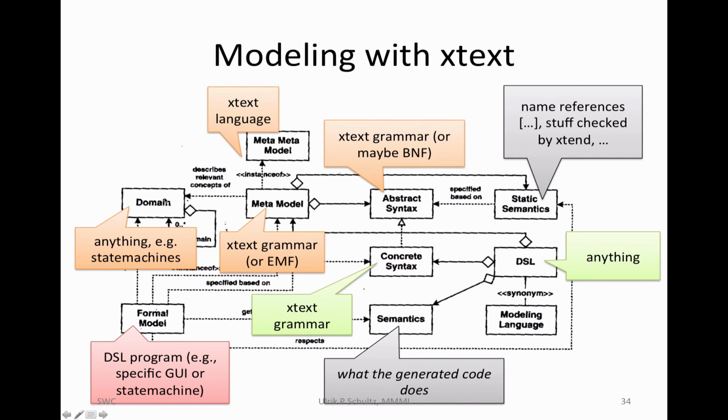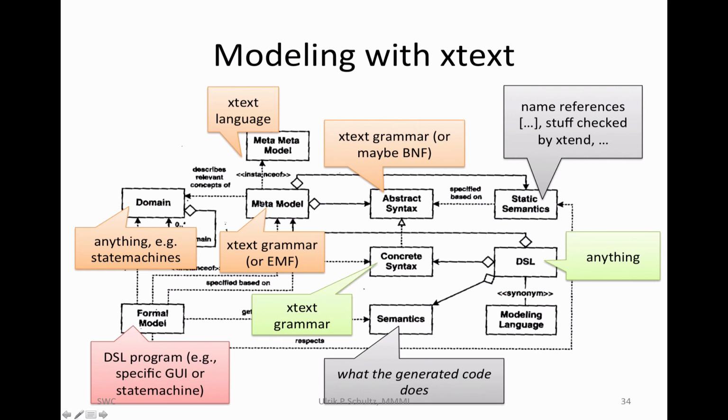The domain that we can use with Xtext is anything, so it might be state machines, for example, or whatever. And the formal model is whatever it is that we are using behind, which is an instance of the meta model. So that's the semantic model instance. So that's the DSL program.